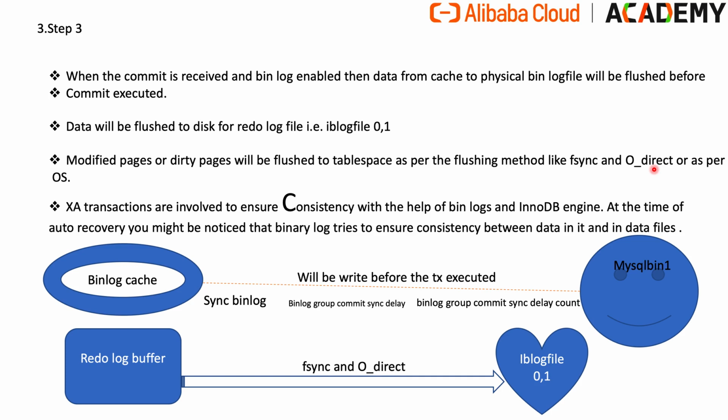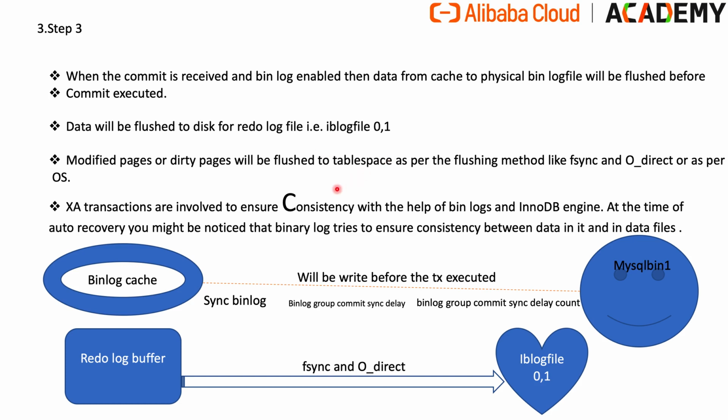So just to conclude, when a transaction is committed, the following actions are performed. These are the actions which I have mentioned here. Transactions are written from the binary log cache to your MySQL binlog file and flushed when commit is received. But the point to be noted here is that it should be right before the transaction is committed. The redo log buffer is written to the redo log file and flushed. And then in the last, as I have mentioned, modified pages or dirty pages will be flushed.